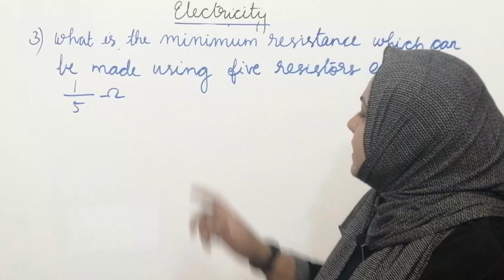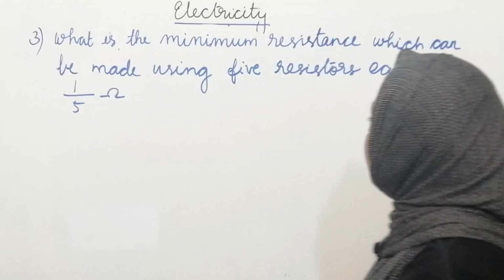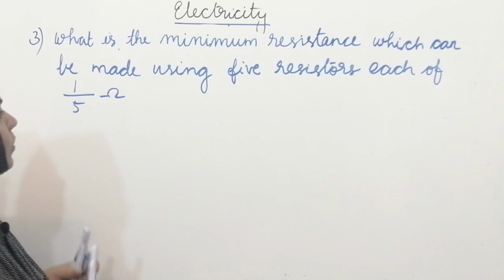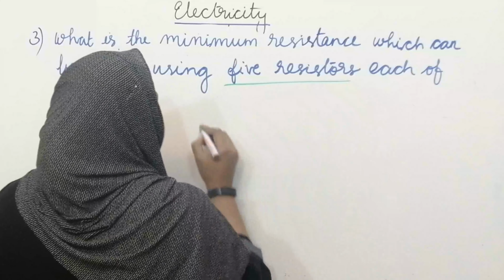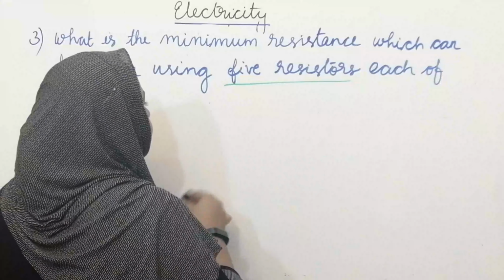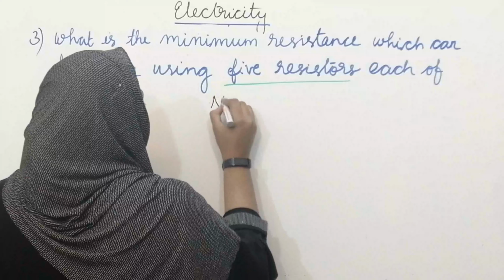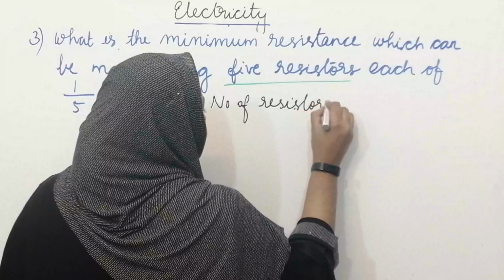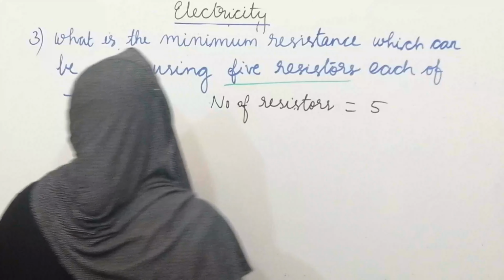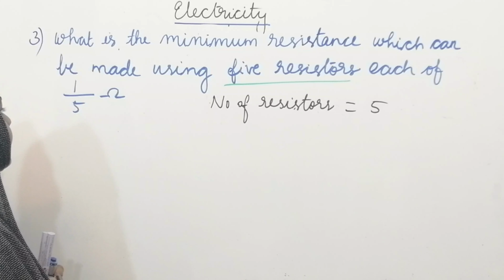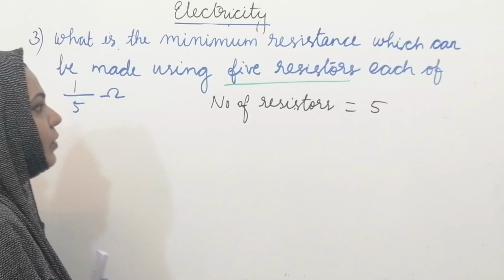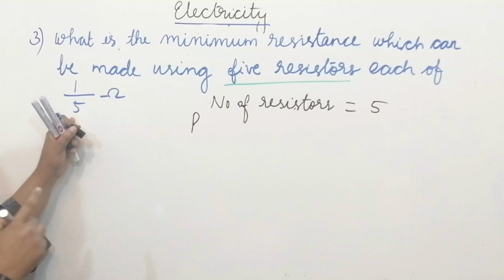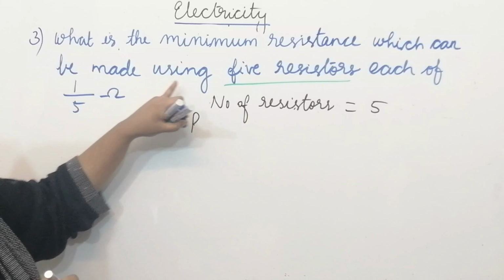This is our third question. What is the minimum resistance which can be made using 5 resistors each of 1 by 5 ohm? Here let's see what is the clue. Here you can see 5 resistors. So first we can write number of resistors is equal to 5. What is the minimum resistance which can be made? We have to find now resistance of each resistor, that is given already, 1 by 5 ohm.